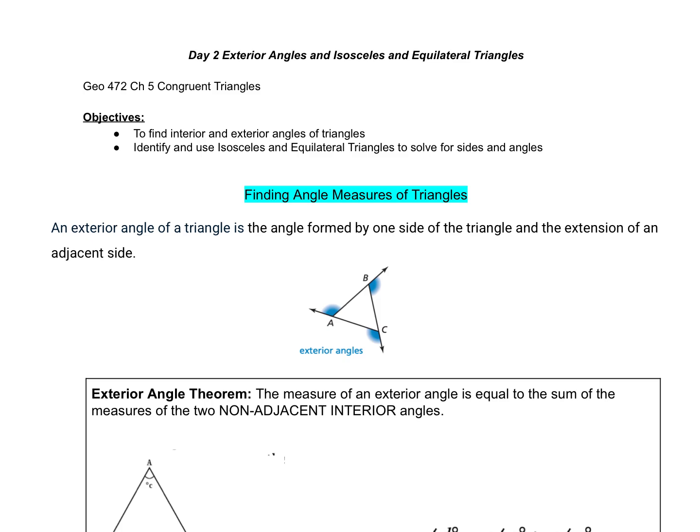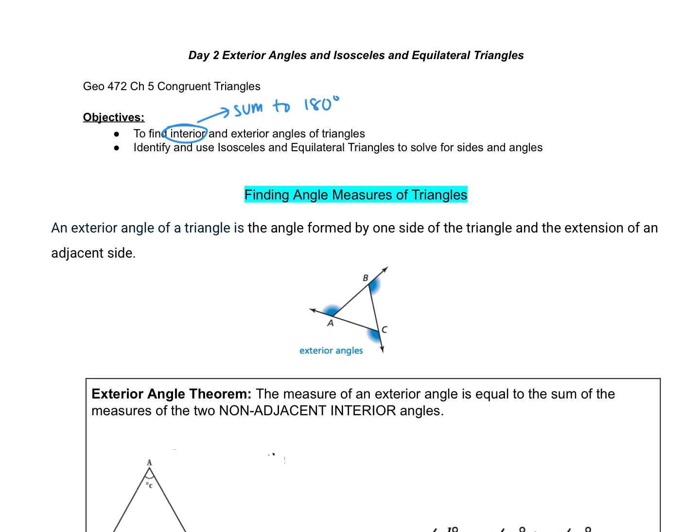What we talked about last class. We looked at classifying triangles, and we talked specifically about interior angles in a triangle. What did we learn about the interior angles in a triangle? They sum to 180 degrees.